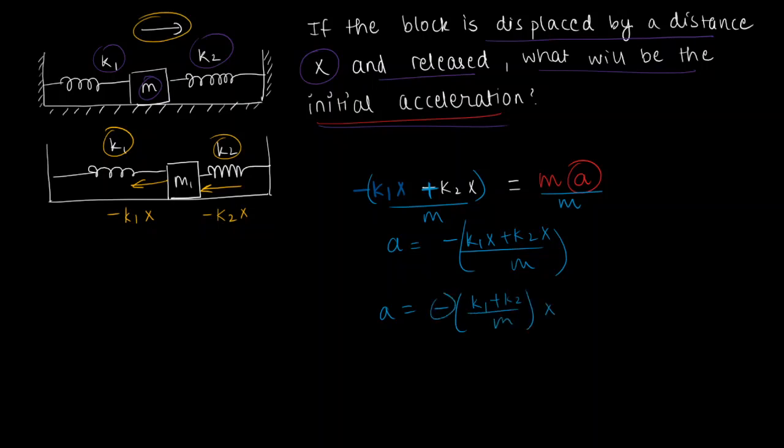What does this negative sign mean? This means that in the direction that you displace x, in this case we displaced x to the right direction, the acceleration is in the opposite direction of it, so it's in the left direction. If we would have displaced m to the left direction, the acceleration would have been to the right direction.